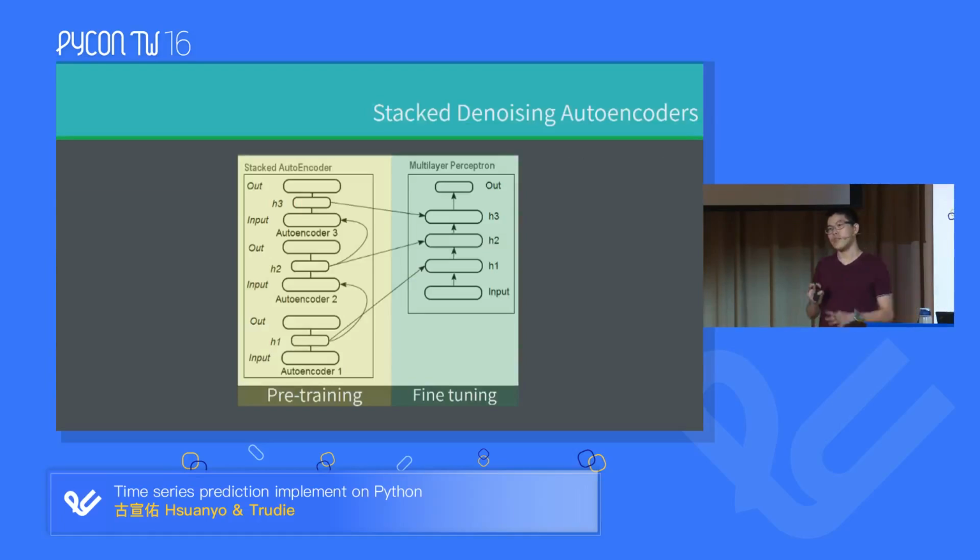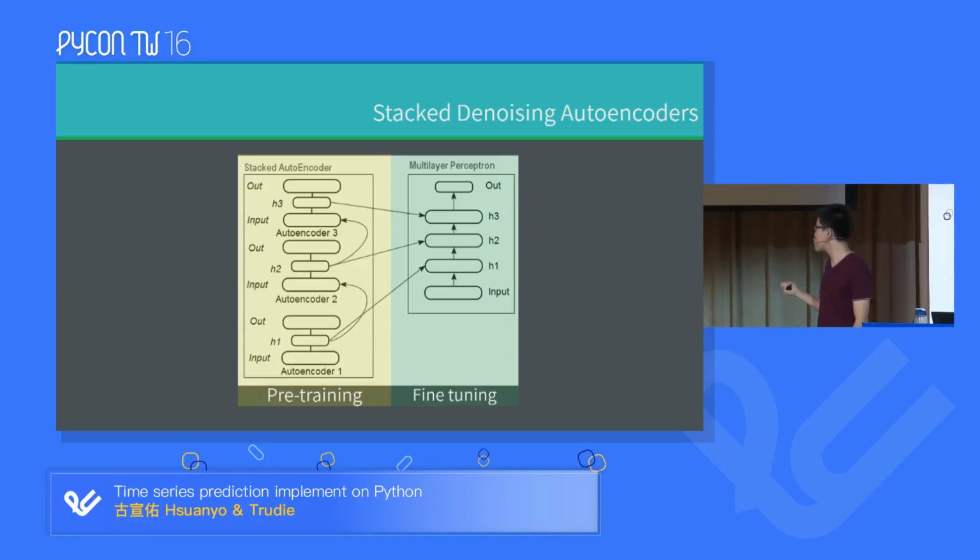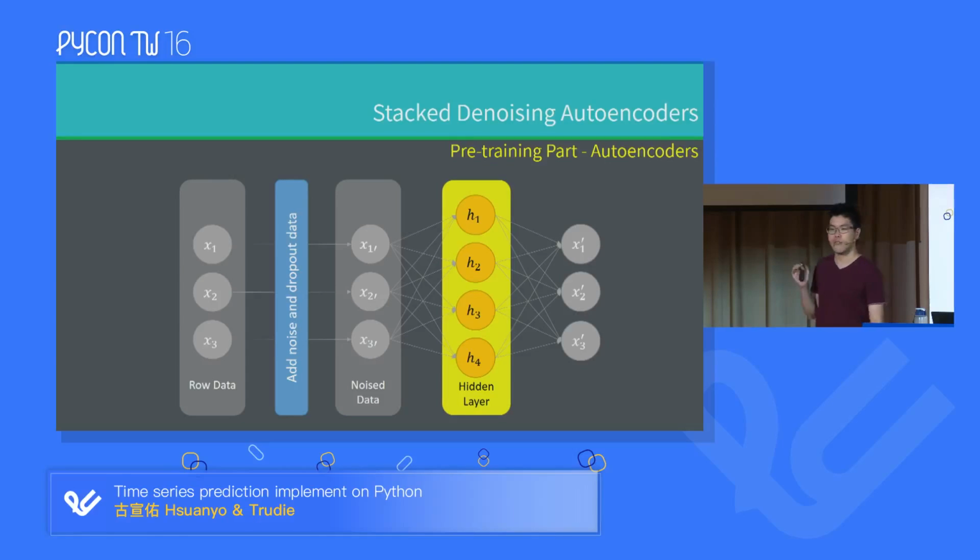Okay, and I'm going to introduce the stacked denoising autoencoder. It's also called SDA. It is a deep learning model, and it has 2 stages. The first one is the pre-training process, and the second one is the fine-tuning process. The pre-training process, you can think of as like a feature selection part, and the fine-tuning part is focused on supervised learning.